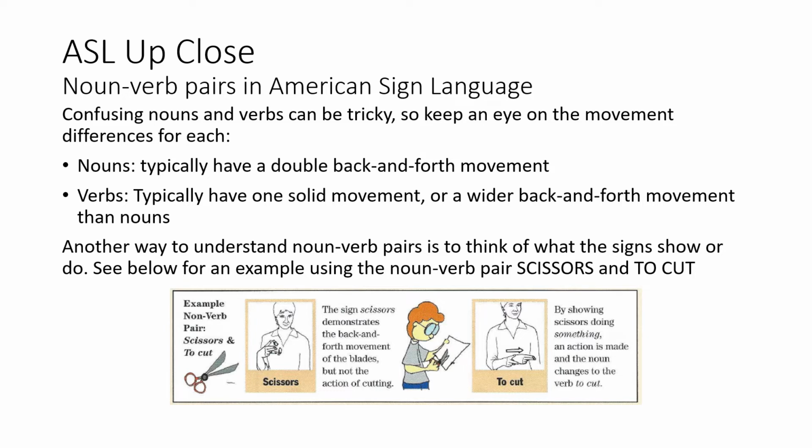The example is a picture that says example noun-verb pair, scissors and to cut. It shows the picture of the sign for scissors. The sign scissors demonstrates the back and forth movement of the blades, but not the action of the cutting. And then there's a picture of a person cutting paper with scissors. And then there's a picture of a drawing of the sign to cut. And it says, by showing scissors doing something, an action is made and the noun changes to the verb to cut.